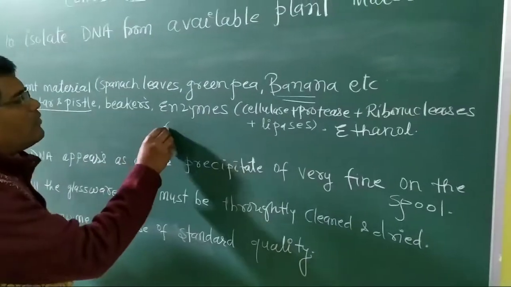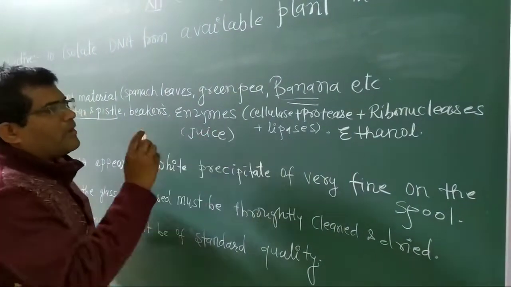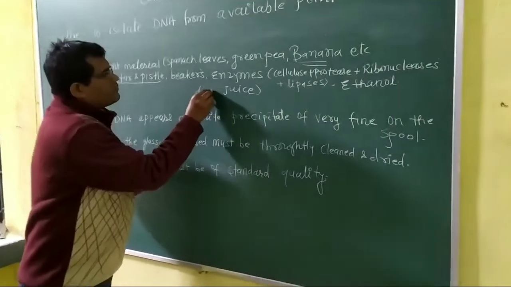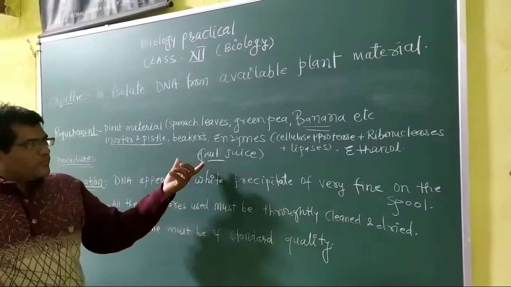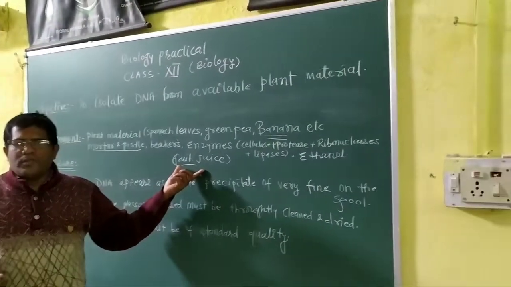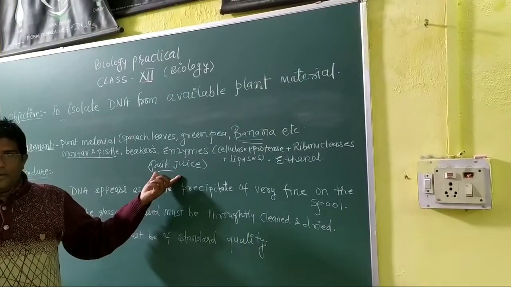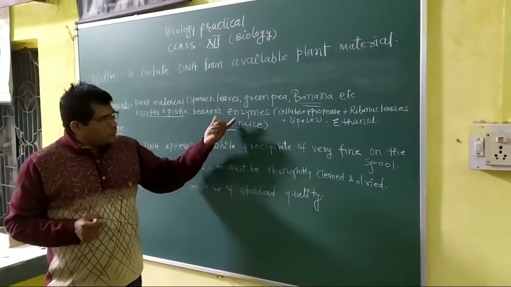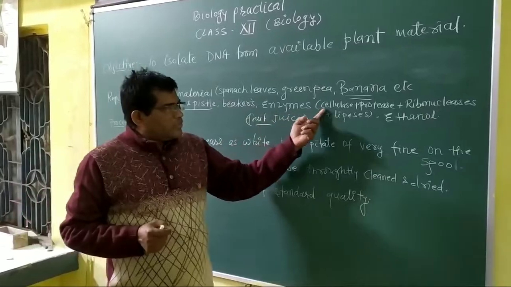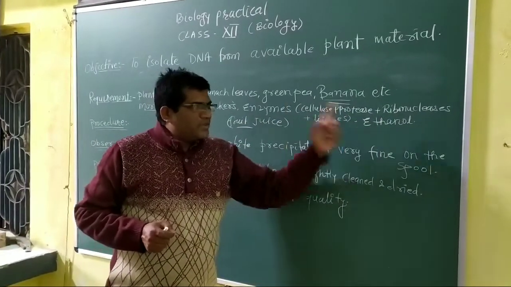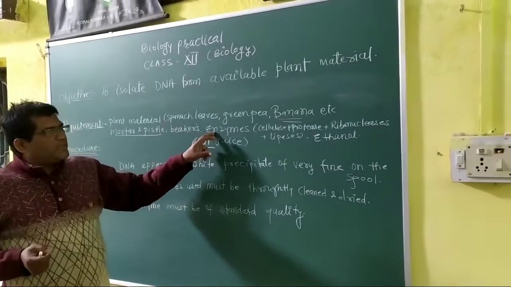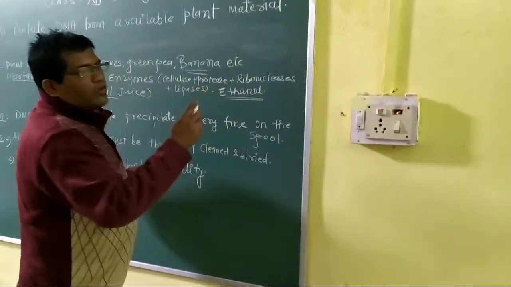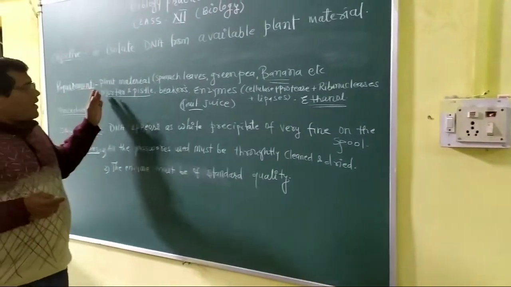For the enzymes we have to extract some juice from fruit, so here we will use fruit juice for the enzyme. Fruit juice like the juice of orange, lemon, or apple. All these types of juices are used to get the enzymes, and the enzymes cellulase, proteases, ribonucleases, and lipases are required. So enzymes are the basic requirement for the isolation of DNA. And ethanol, ethyl alcohol, is a very important requirement for the experiment.